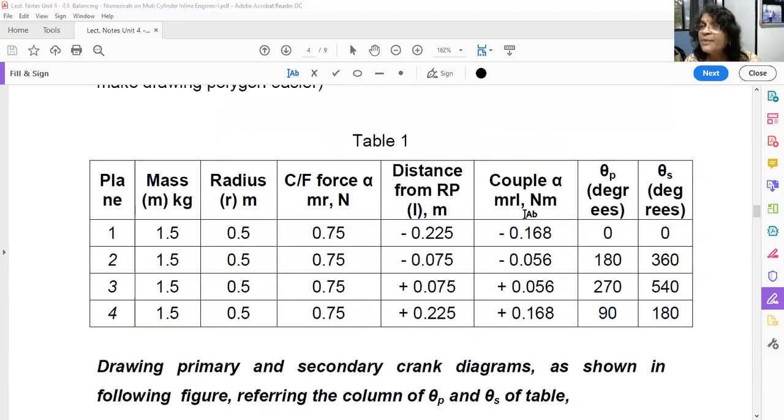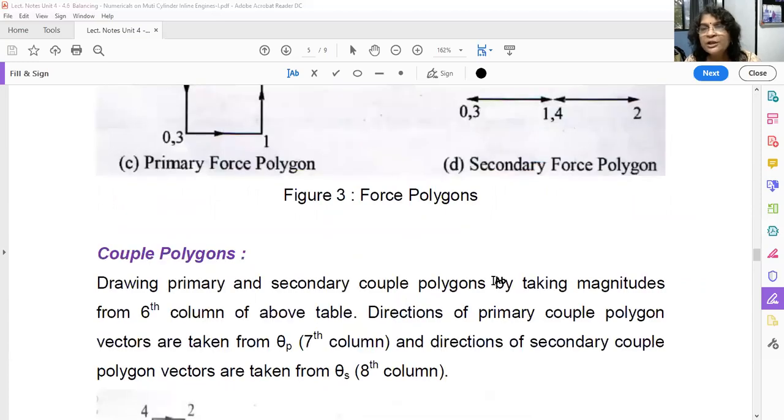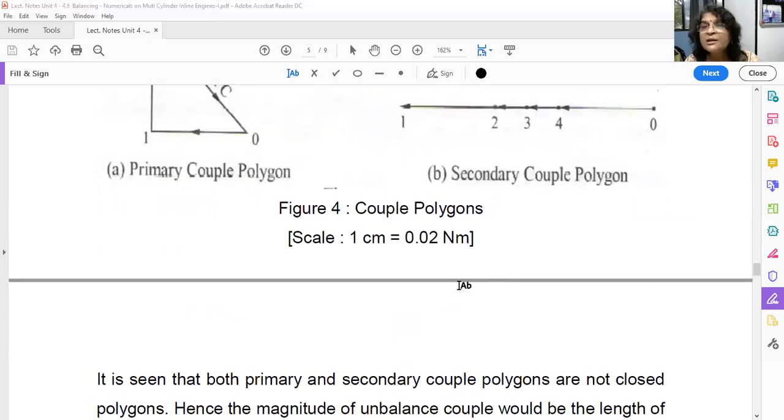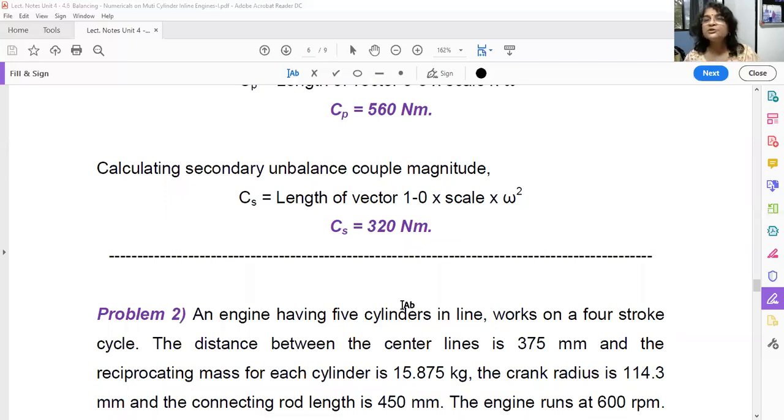See, secondary couple is m r omega square upon n into L. Now n we have not considered here. So you must consider n here. Okay. So sorry, this is n. Please while calculating consider here omega square upon n. So this couple will be reduced. Okay. So the answer will not be 320 Newton meter. It will be 320 divided by n. What is the value of n? 5. So 320 divided by 5. That will be your answer. Understood? Okay. So I hope you have understood problem number 1.